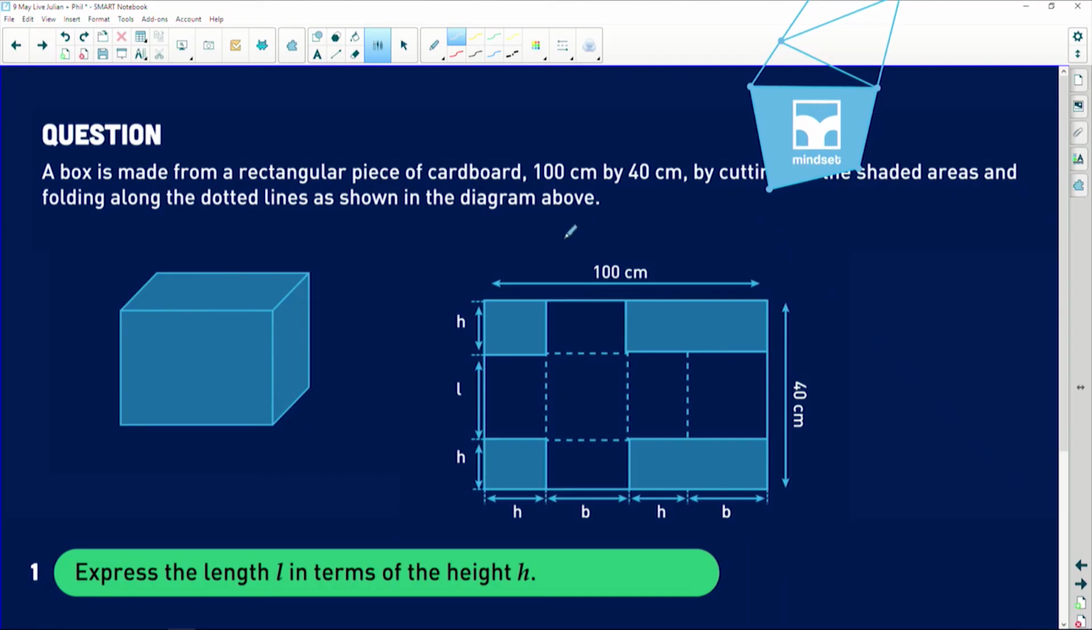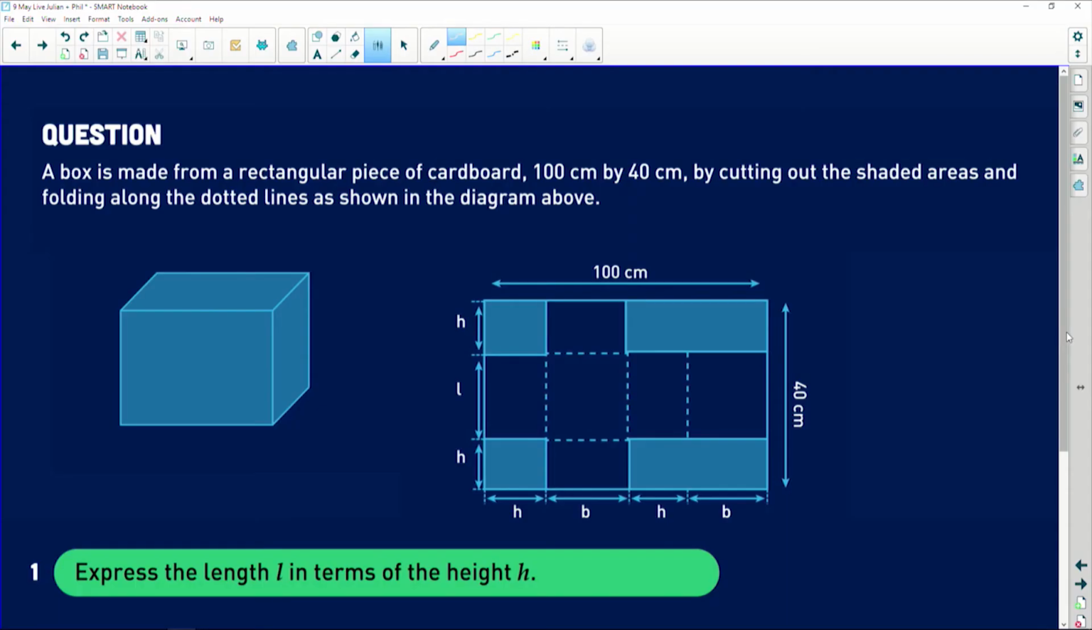It says here that a box is made from a rectangular piece of cardboard 100 centimeters by 40 centimeters, and by cutting the shaded areas and folding along the dotted lines as shown in the diagram above, we get this box. I don't know if you guys have ever done this before, where you make a little net for yourself, cut out your corners and fold them up, and it makes a really nice box you can pack all your stuff in. They've done the exact same thing here, and now they've applied some maths to it, asking how we can maximize the volume of this box.